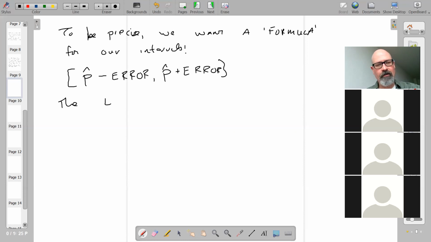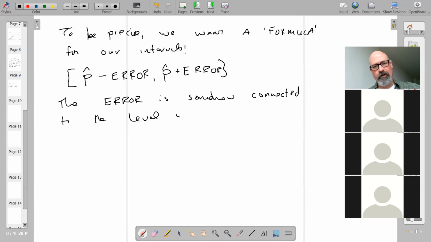And the error represents a distance or a length that you're expanding around P hat in order to get a little bit more precision in the estimate. You're describing a range of numbers for P rather than just one. And so the error is somehow connected to the level of confidence for the family. And so the author provides a description of how that connection is made. I'd like to talk a little bit about it as well. Just a reminder, how do you come up with it?